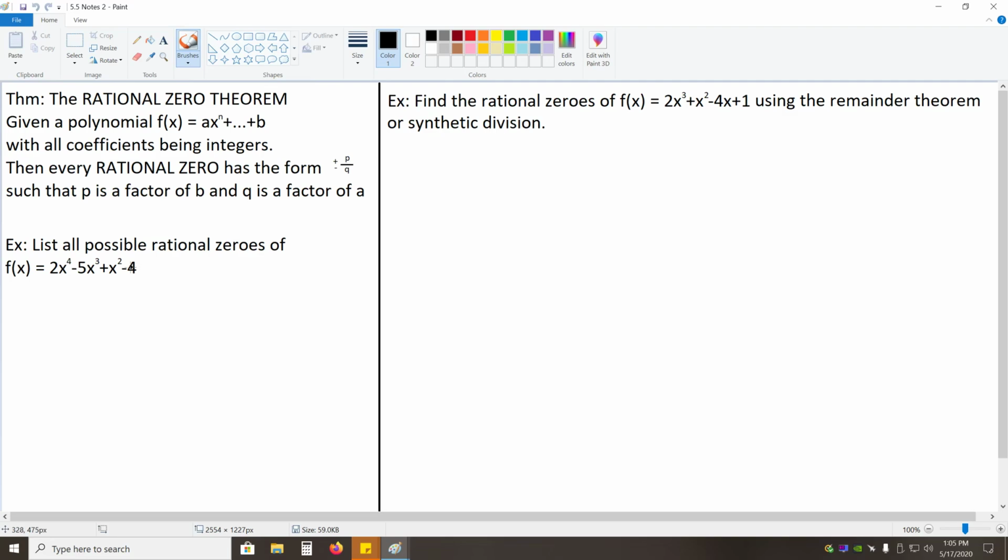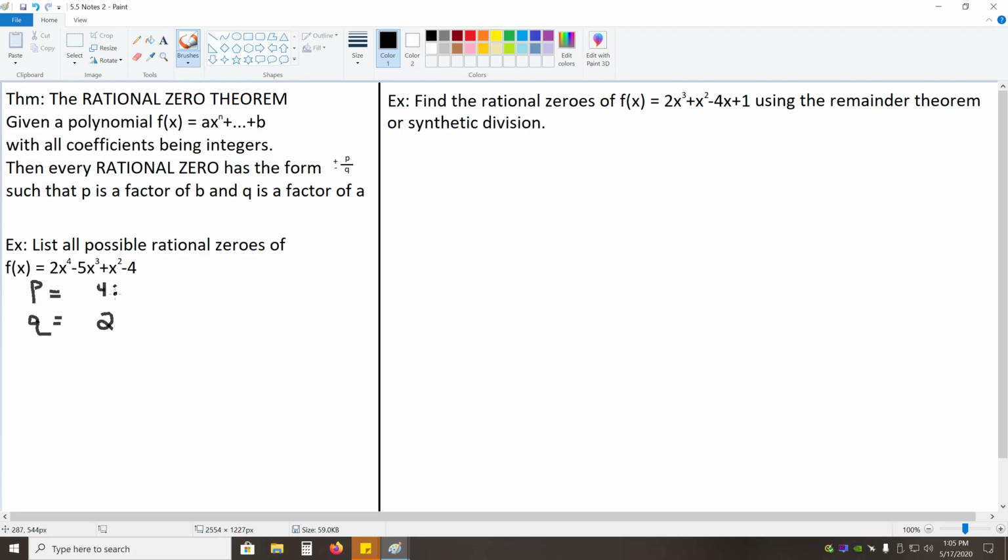So, with this example, let's see if we can list all of the possible rational zeros of f of x equals 2x to the fourth minus 5x cubed plus x squared minus 4. The first thing we want to do here is list off p and q. So, we're going to list off all of the factors of 4 and 2. P is every factor of the constant, Q is every factor of the lead coefficient.